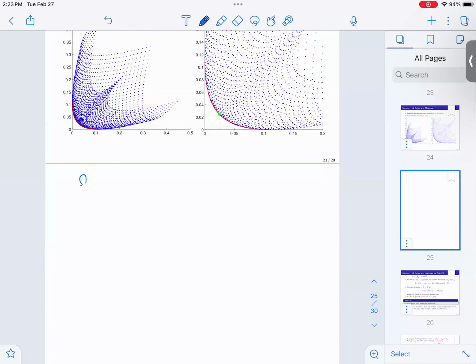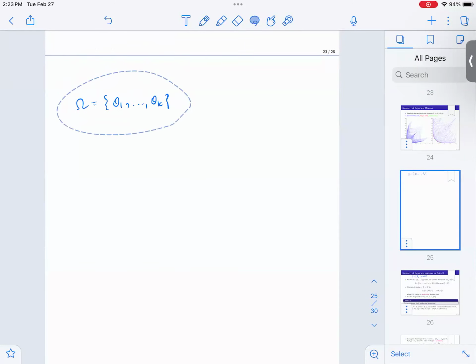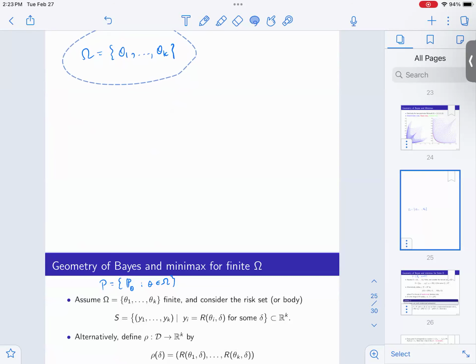So I have the omega, right? So theta one up to theta k. What I would like to do is, this maximum risk that we wrote is the maximum over theta belonging to this omega, because it's finite, sup is max, so it's like R(theta, delta), right? And this is really the maximum of a bunch of numbers, right? R(theta_1, delta) up to R(theta_k, delta), right?